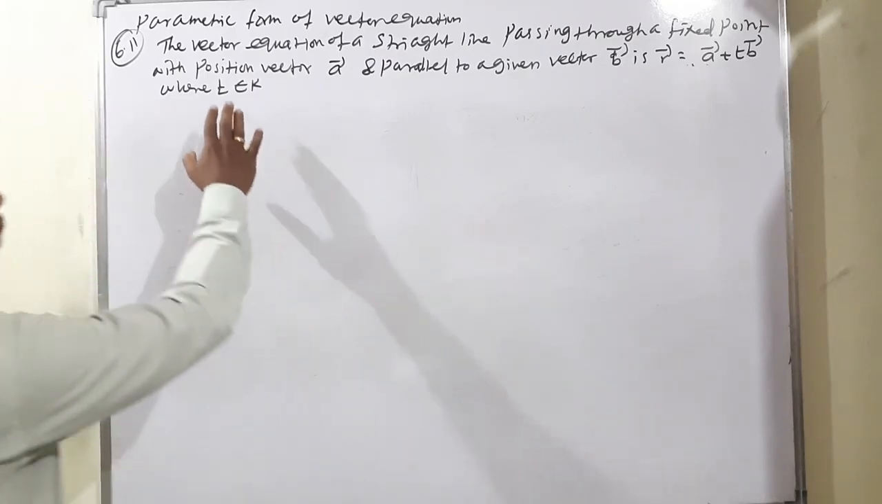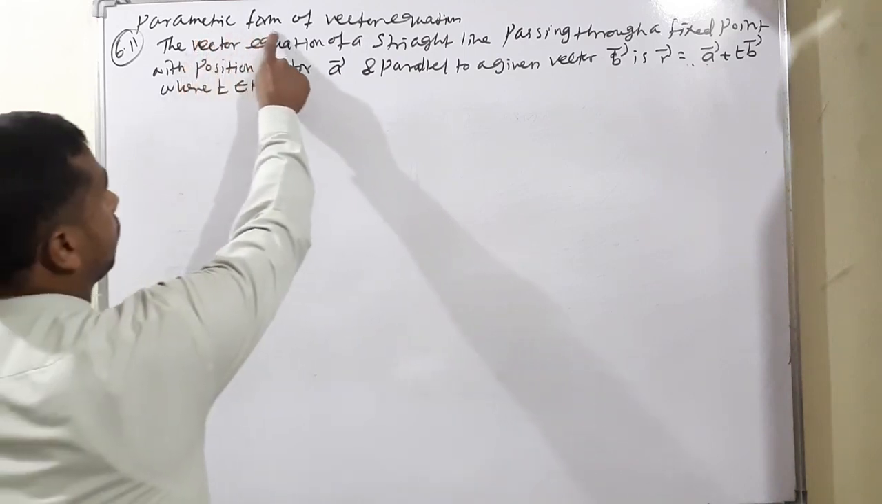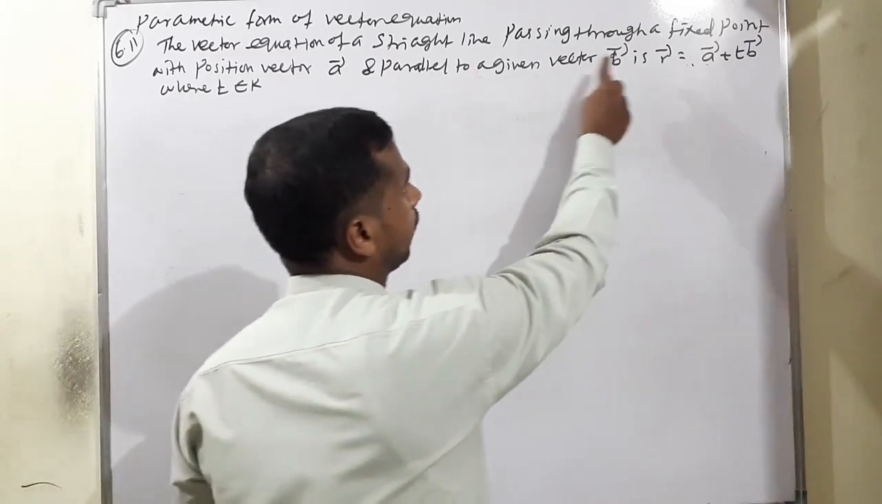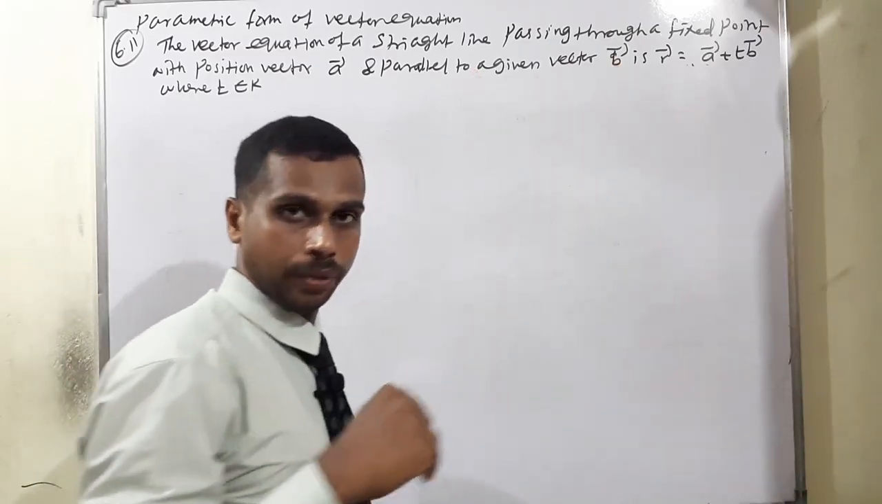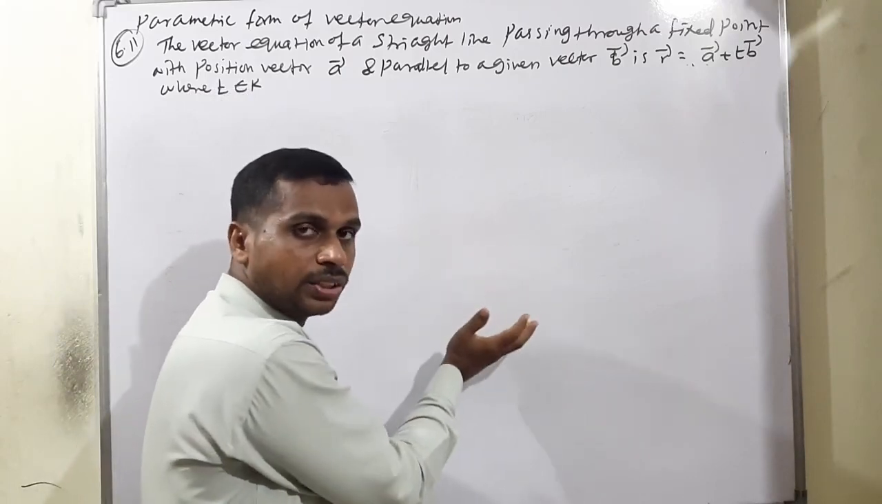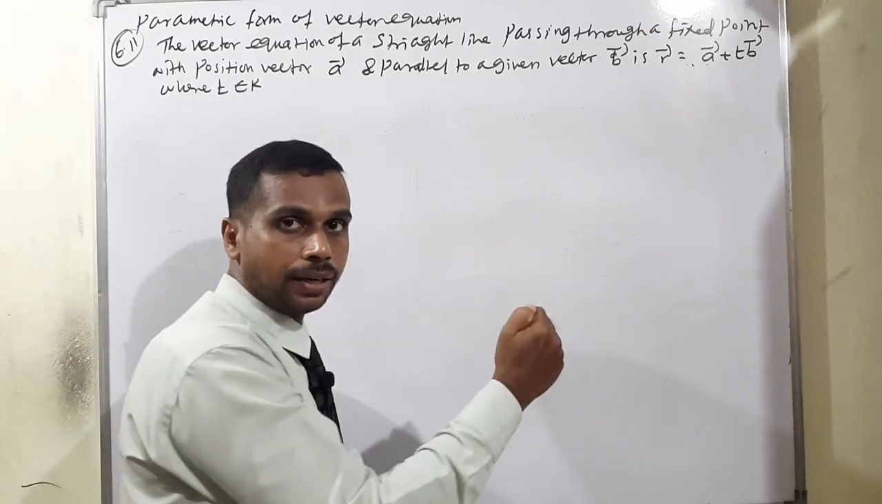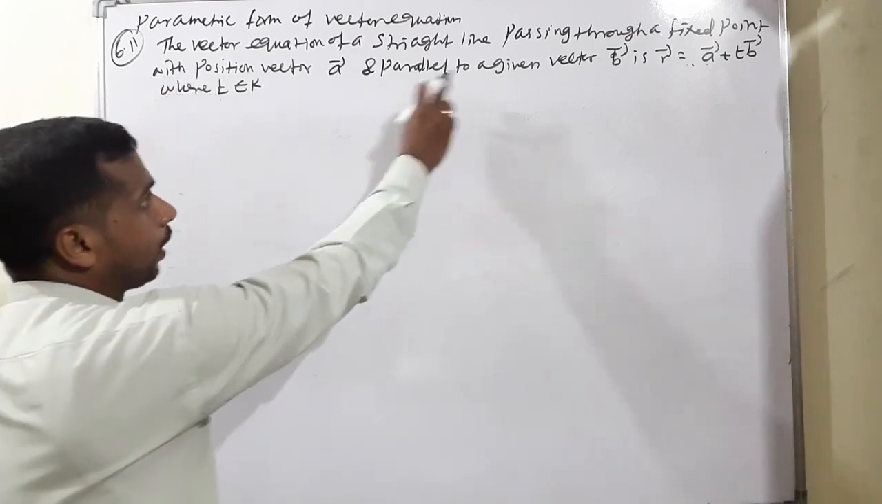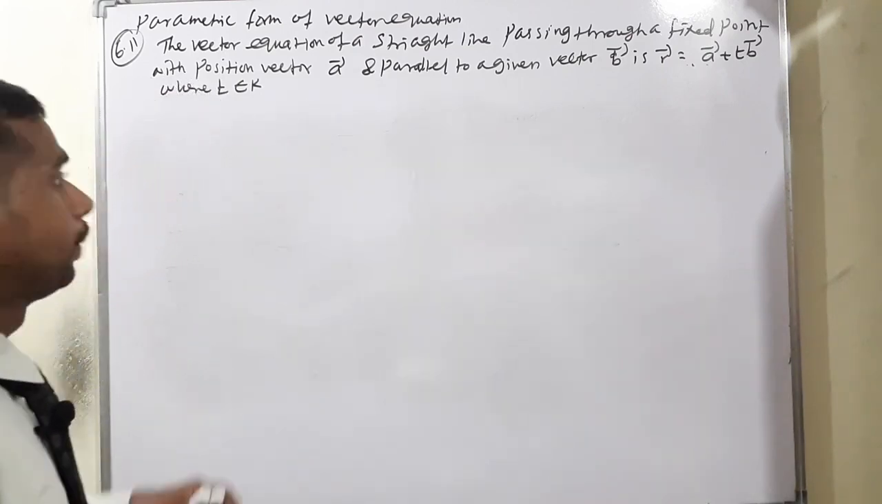So what is the theorem name? Parametric form of vector equation. This is called actually one fixed point, then another one vector is given, meaning what is the vector equation that comes, then what is the Cartesian equation that will come. The next condition is a little bit different: one fixed point and a vector equation is given, so what will happen?